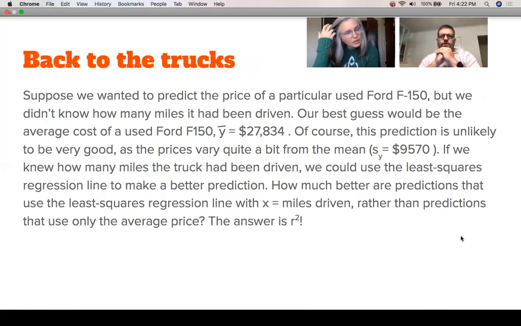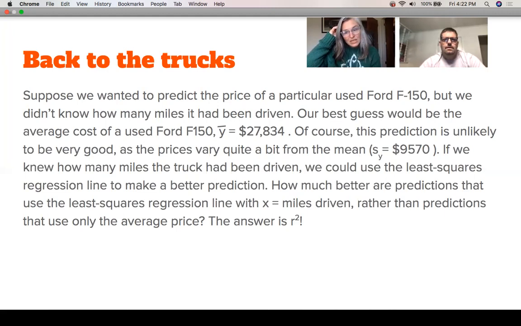Okay, trucks. Yay, our trucks again. Suppose we wanted to predict the price of a particular used Ford F-150, but we didn't know how many miles it had been driven. Our best guess would be to use the average cost of a used Ford F-150, which is $27,834. That's your mean used Ford F-150 cost.